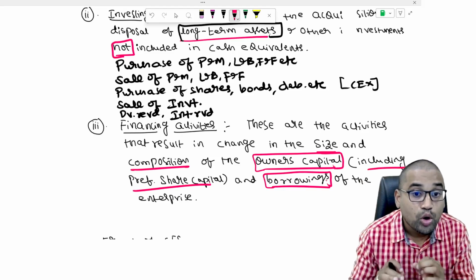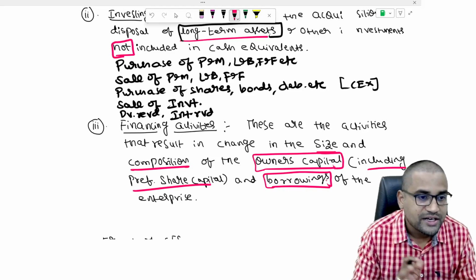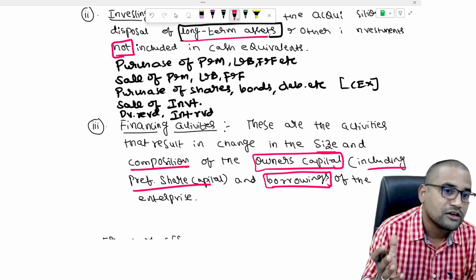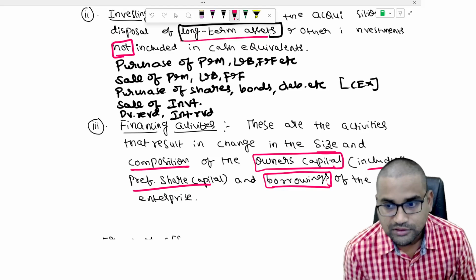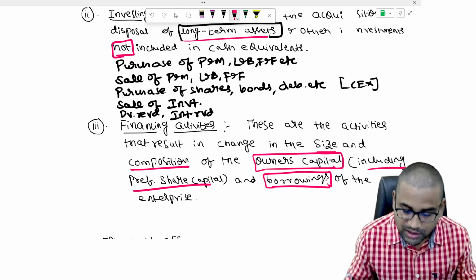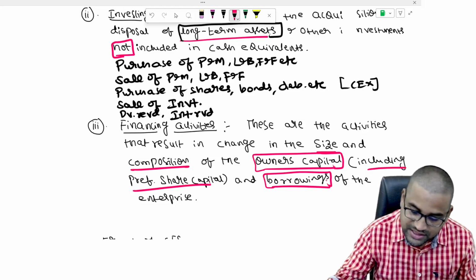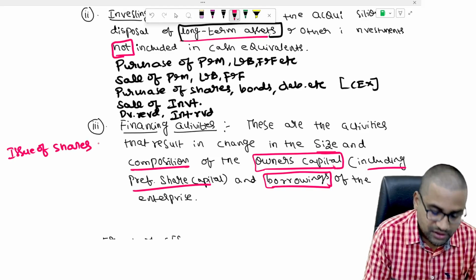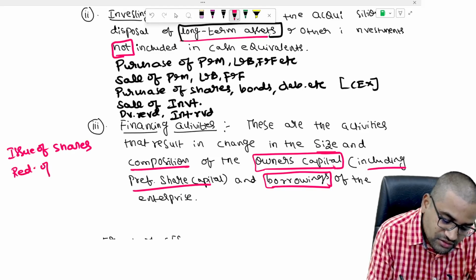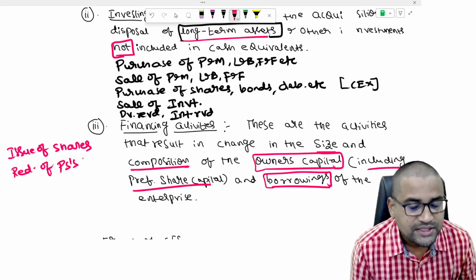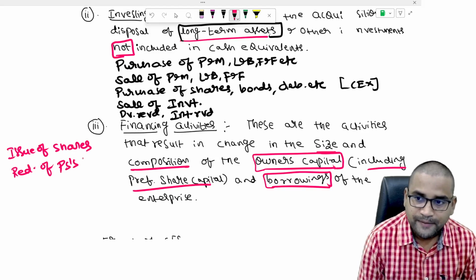So financing means what? Borrowings. All borrowings related transactions come here. Not only that, any transaction which will change the size and composition of owner's capital will also come under this category. So for example, issue of equity shares, issue of shares for cash comes under financing activity. Similarly, redemption of preference shares. Suppose preference shareholders, you have taken the money and you are redeeming it. So nothing but transactions relating to capital. So it comes under financing activity.